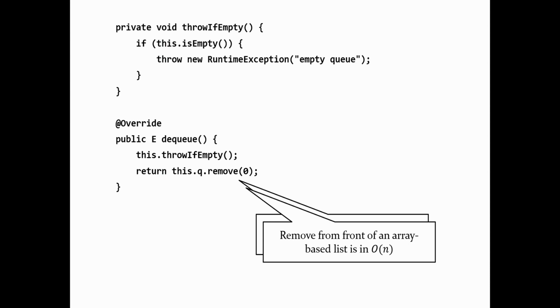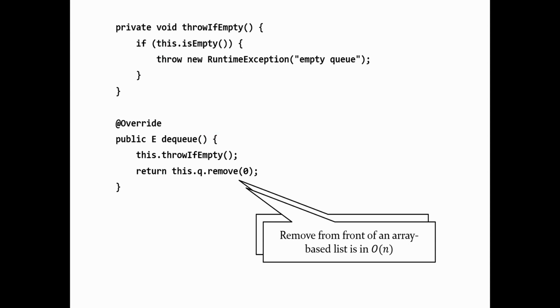Right? DQ, private throw if empty. Okay, so I've got a little private method here that throws an exception if the queue is empty. So that's easy to implement too. Just call isEmpty. If isEmpty returns true, throw an exception. Right? And now we have DQ.